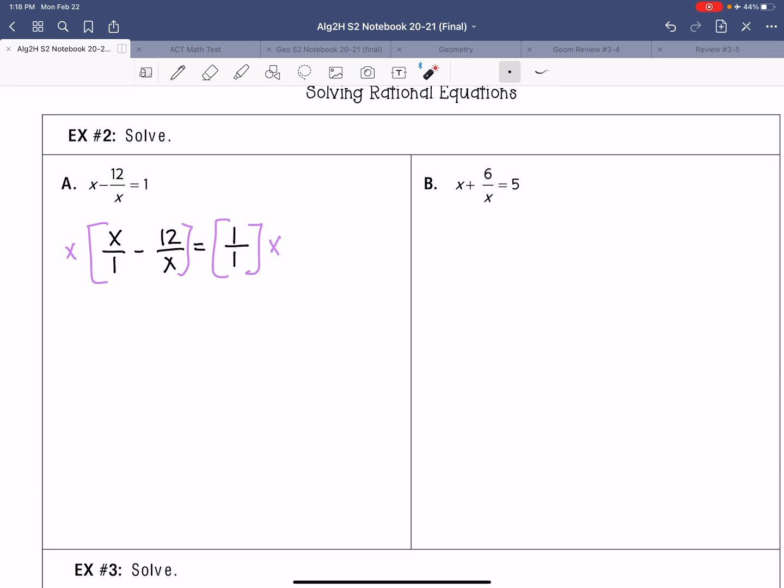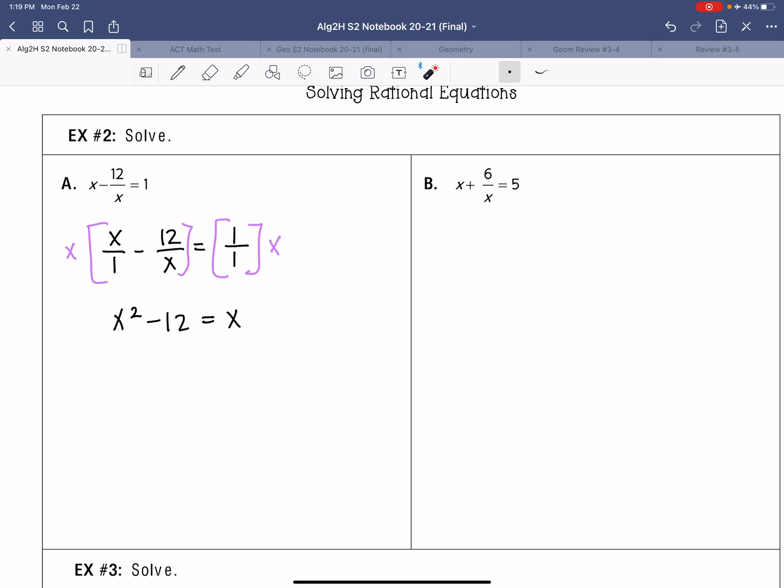So on this first one, nothing's going to simplify or cancel, so I'm going to get x times x, and x times x is x squared. Now this x and this x will cancel, so I'm just going to get a minus 12 equals, and 1 times x is going to give me x. So again, at this point, because I went ahead and I multiplied by that algebraic expression, there could have been an extraneous solution introduced. So we have to always check that they both work.